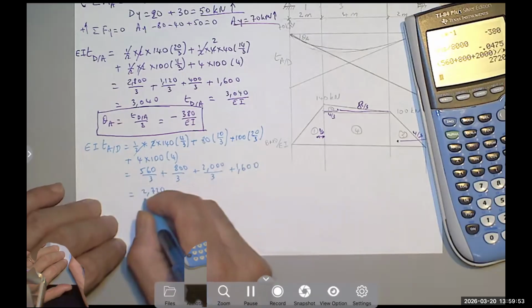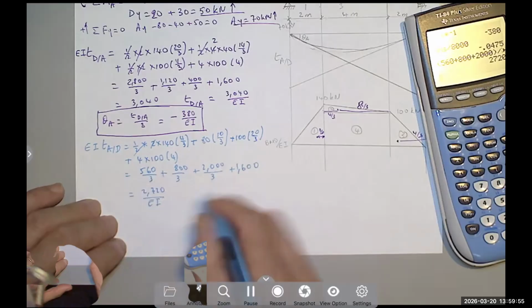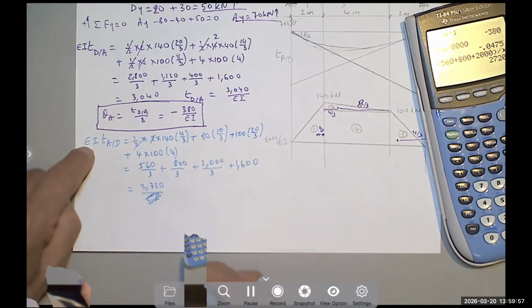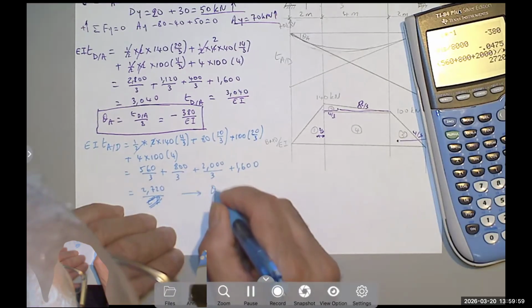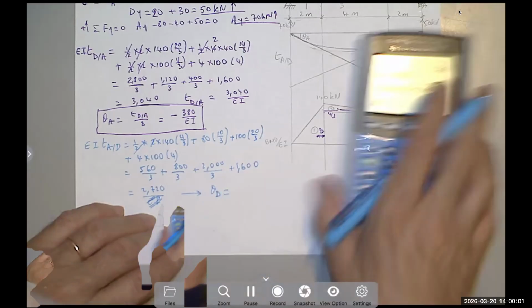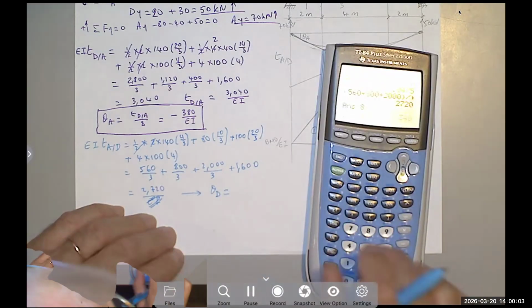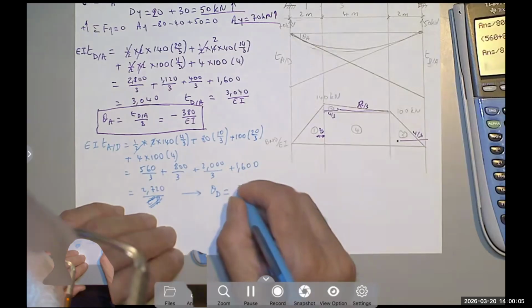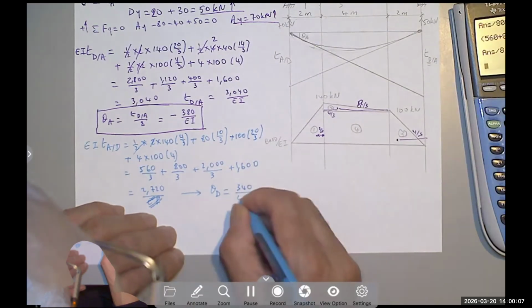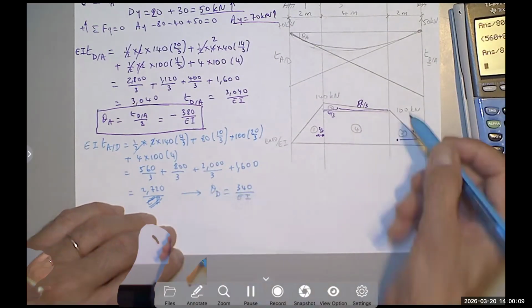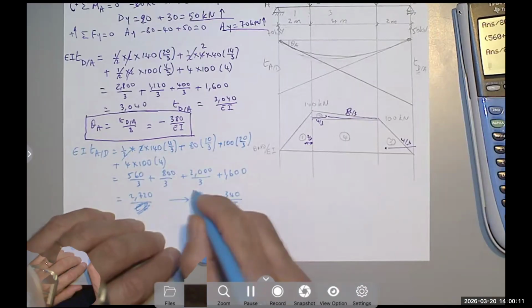2720 over EI. Oh, no, I already multiplied by EI. It means theta sub D is, divide that by 8, and you get 340 over EI. This is positive 340, right? Because it's rotating counterclockwise.